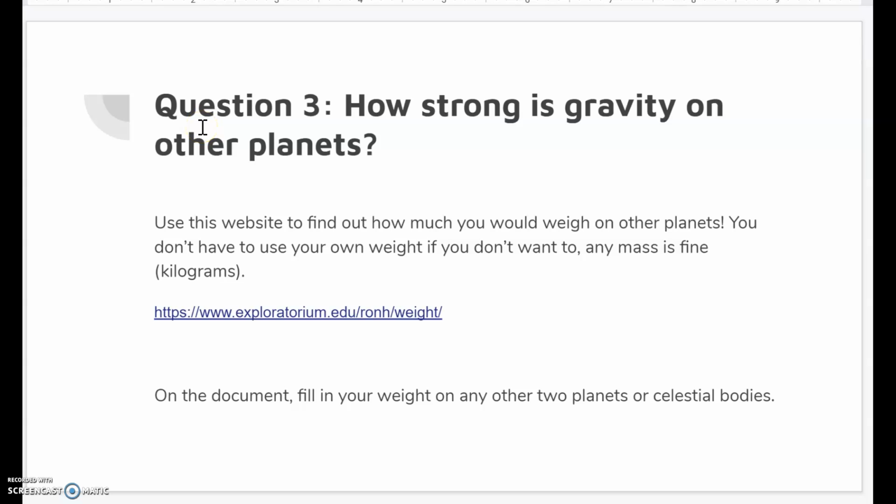Here is the final question, question 3. How strong is gravity on other planets? Use this website to find out how much you would weigh on other planets. You don't have to use your own weight if you don't want to. Any mass is fine in kilograms. So here's the website. On the document, fill in your weight on any other 2 planets or celestial bodies.